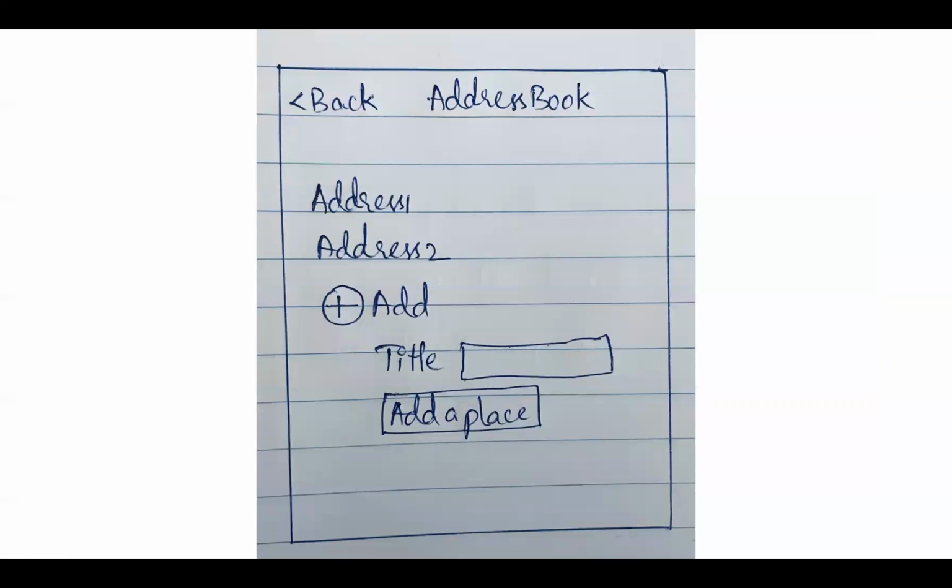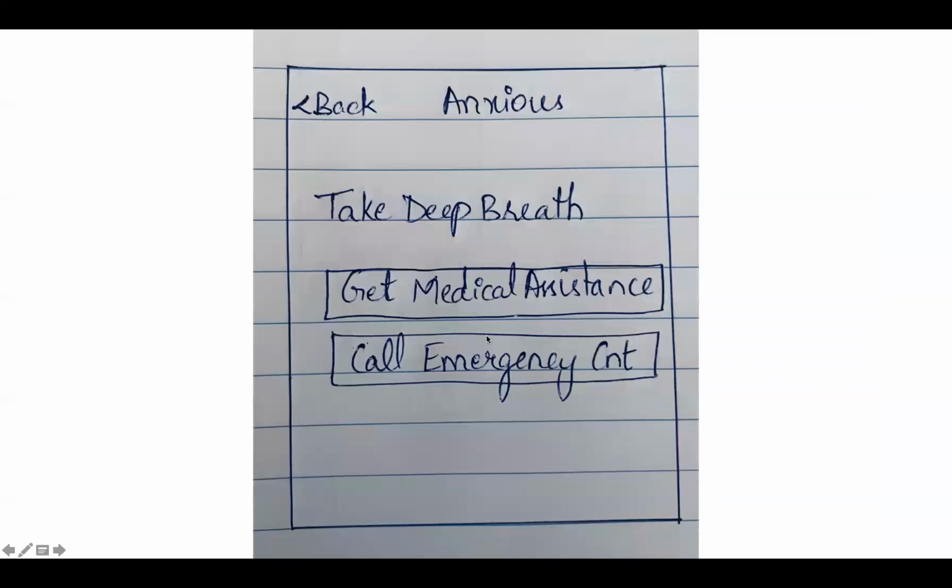So there is an address book where the user can add his addresses, and there will be integration of Google Maps here also. When he clicks on that, a pop-up will be opened, and he can select an address based on it, or multiple addresses. So this is another page.